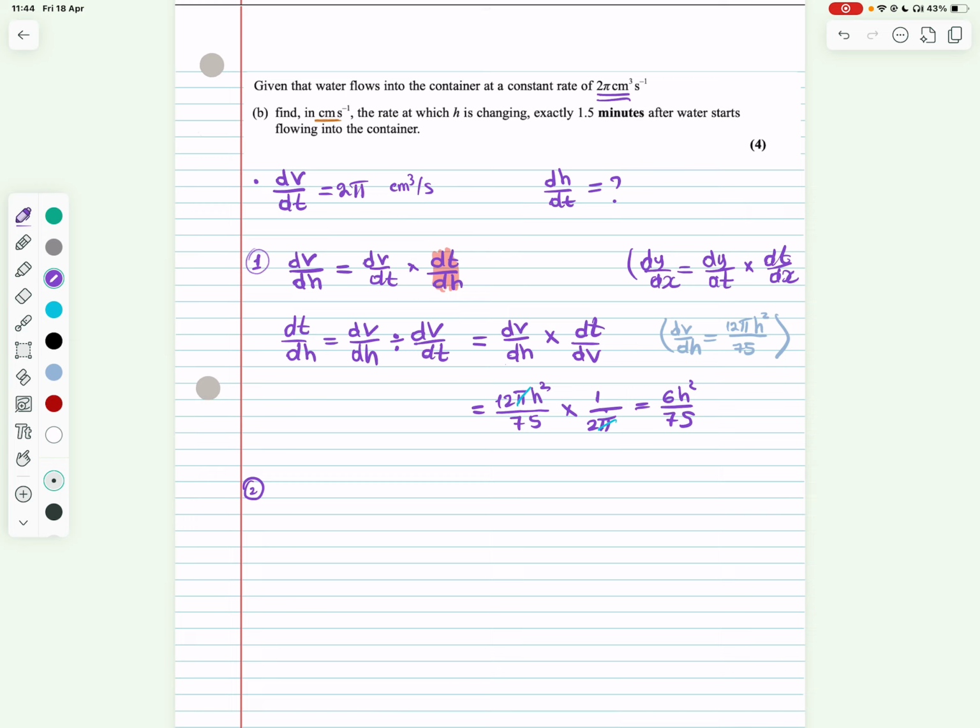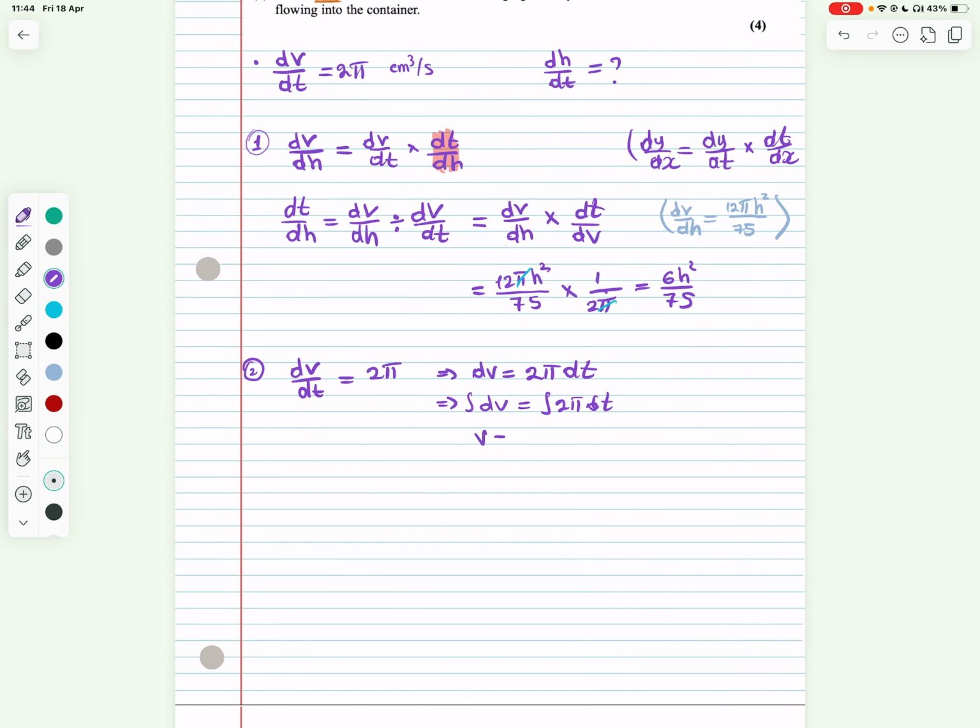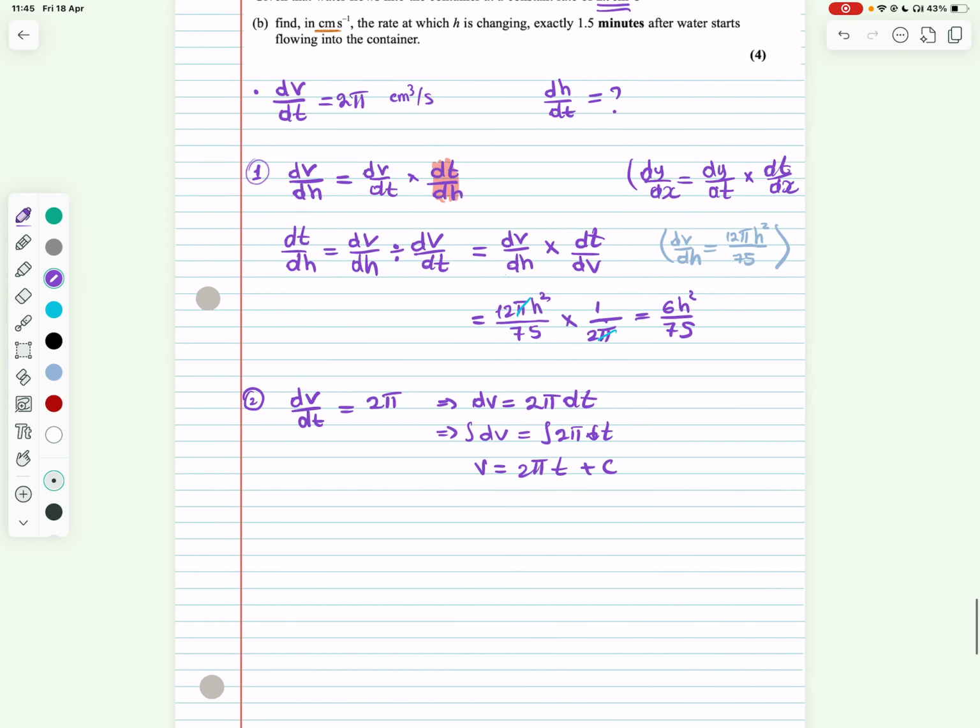So I'm going to be solving the differential equation, finding v in terms of t. So that gives us dv equals 2 pi dt. Take the integral of both sides, so the integral of dv equals the integral of 2 pi dt, the left side with respect to v, the right side with respect to t. So that gives us v equals 2 pi t plus c, which is a constant. Okay, so now I need to know what the constant is.